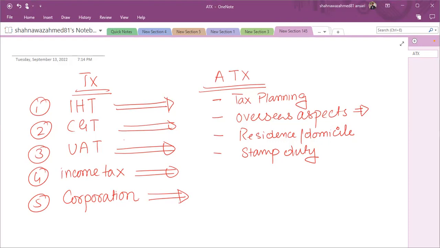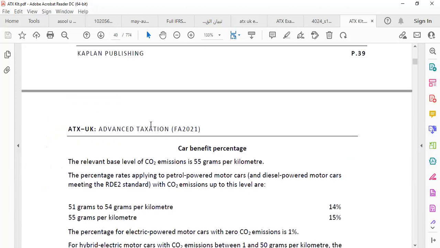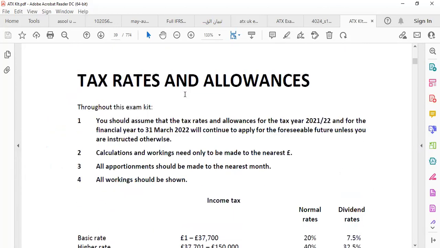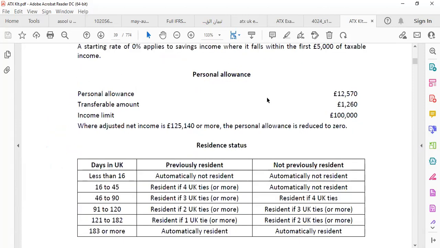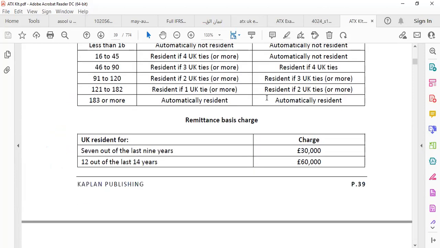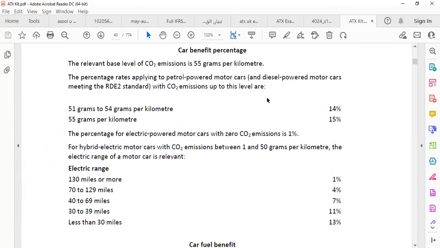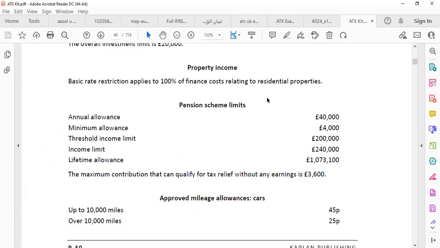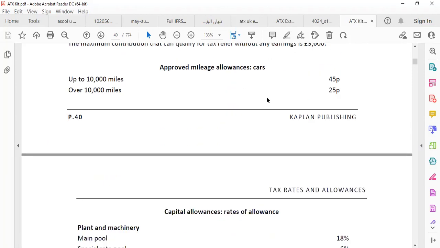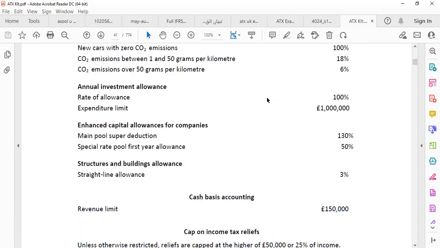Now, let me show you how much information is available in the tax sheet, so that you will have a sigh of relief that at least these you don't require to memorize. This type of sheet will be given to you in the exam. You can see we are studying Finance Act 2021, and these are the tax rates and allowances given to you. These are income tax rates, personal allowances, something about the residence status of an individual. Similarly, if an employee is using a car, the rules and rates are given: the fuel benefits, the car benefits, property income, something related to pension schemes, and the capital allowances related to the purchase of assets.